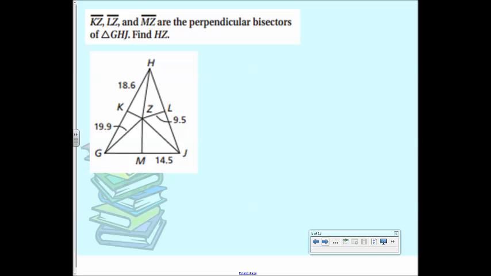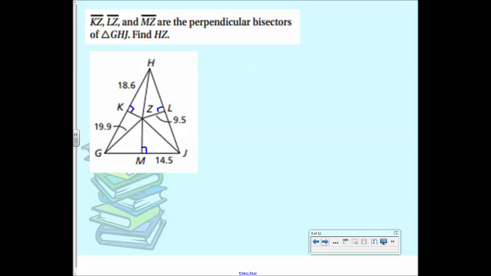All right, so let's use that. So this would be an example of where we use it. KZ, LZ, and MZ are the perpendicular bisectors. So when I read that, I'm going to put in little right angle measures so I know which ones are the perpendicular bisectors. So KZ right here, LZ right here, and MZ right here are perpendicular bisectors.